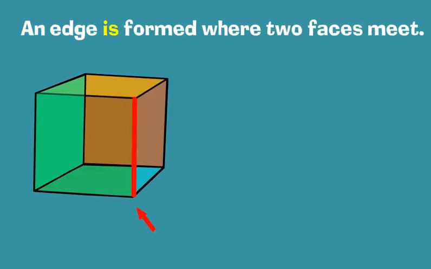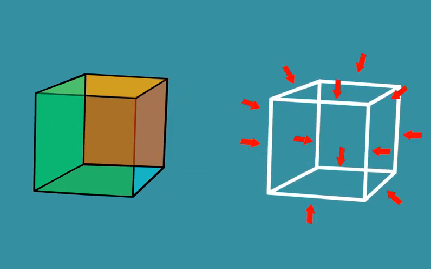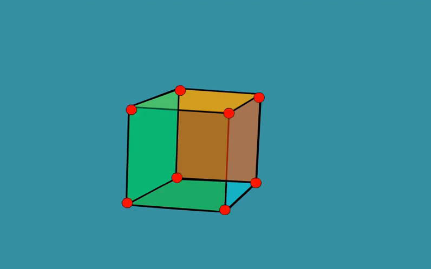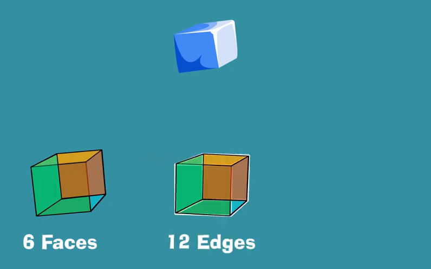An edge is formed where two faces meet. A cube has 12 edges. Remember, a vertex is a point where three or more edges meet. A cube has 8 vertices. Let's look at the ice cube again. It has 6 faces, 12 edges, and 8 vertices.